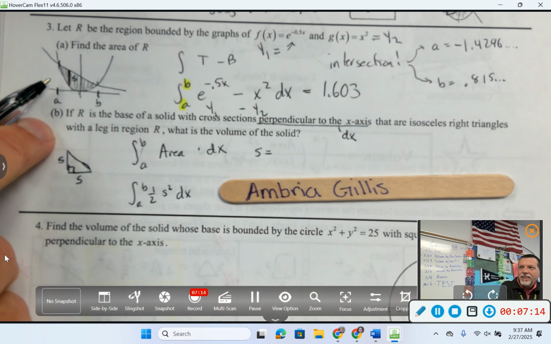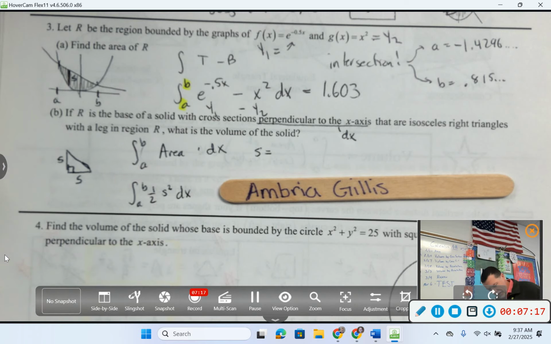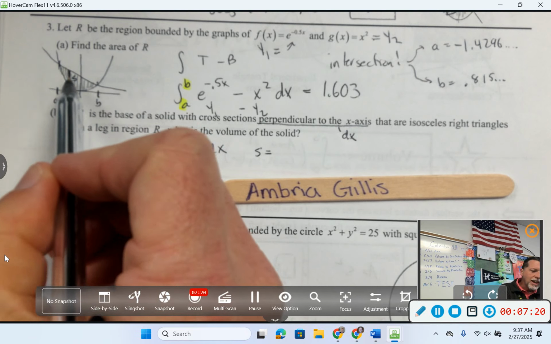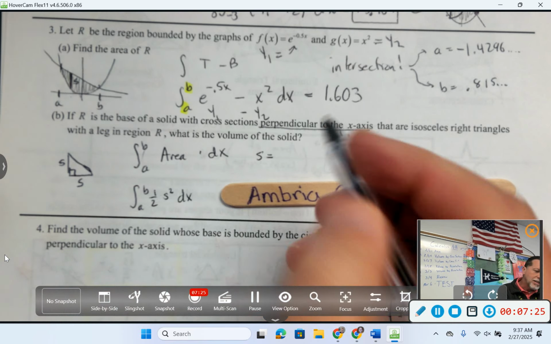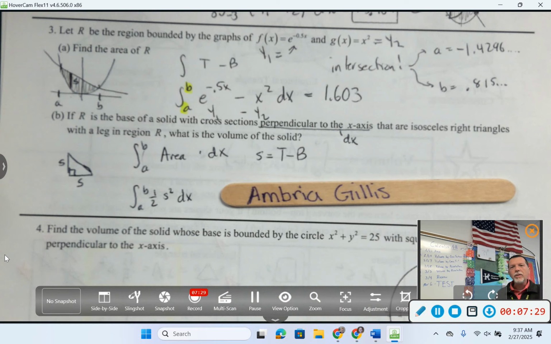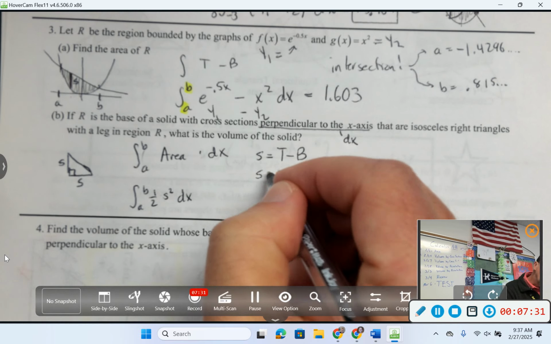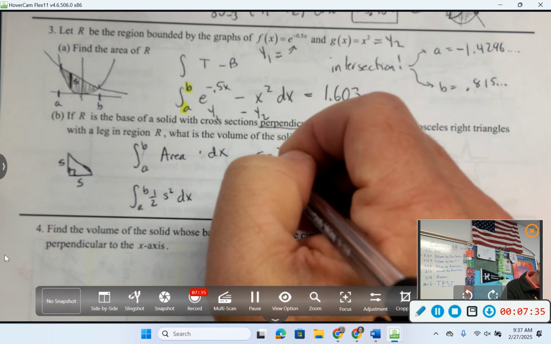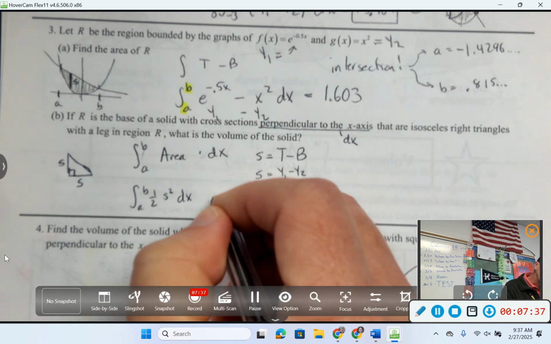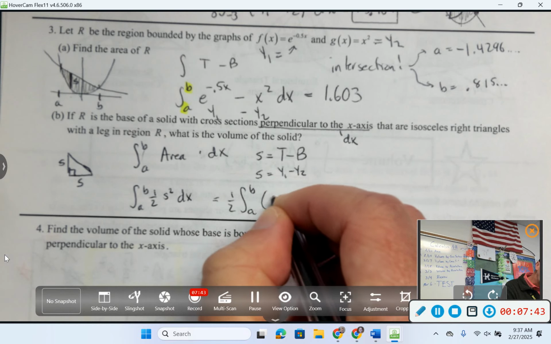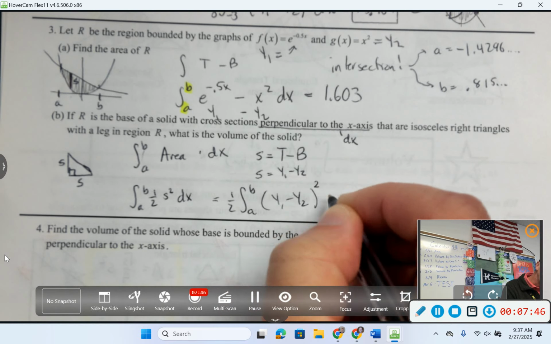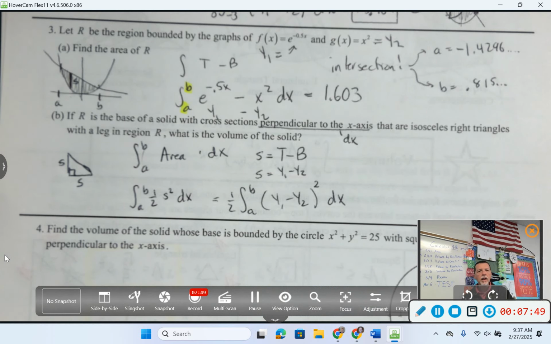That's S right there. And so anytime, I keep forgetting to grab a ruler, I want to measure the length of that, I can do the top minus the bottom. Same way I did here. So that length is the top y value minus the bottom y value. So that's y1 minus y2. A to B, y1 minus y2 squared dx. So anytime you want to find a length, it's either top minus bottom, or right minus left if it's a left-right length.